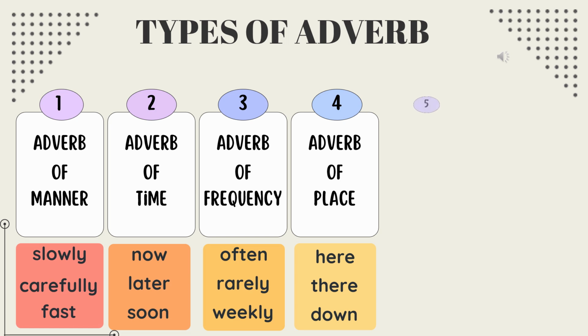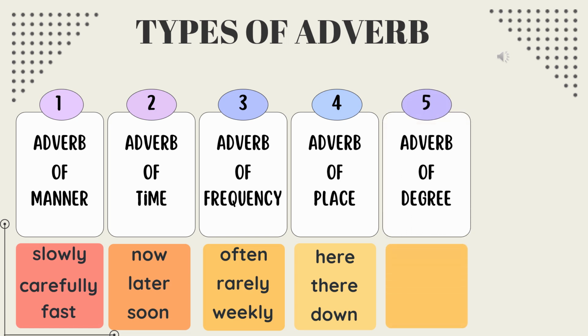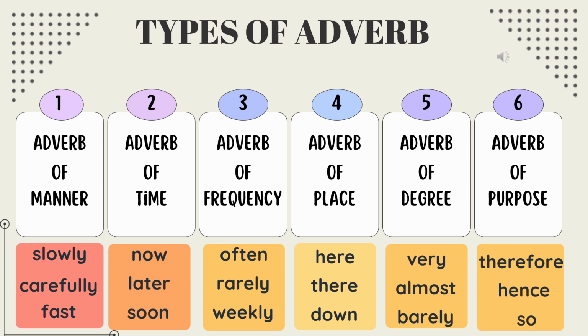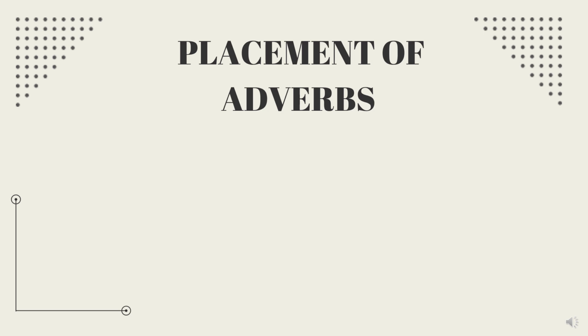Examples: here, there, down. Adverb of degree. To what extent did it happen? As we saw with almost. Examples: very, almost, barely. Adverb of purpose. Why did it happen? As we saw with defensively. Examples: therefore, hence, so. Understanding these types helps us precisely choose the right adverb to express exactly what we mean. Now that we know the different types of adverbs, the next important question is, where do we put them in a sentence?